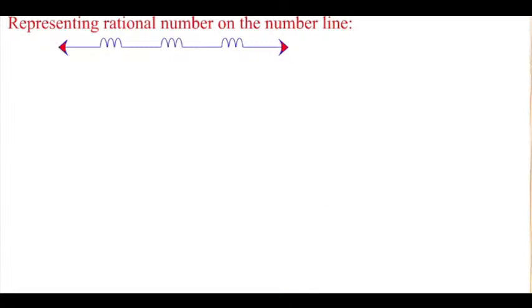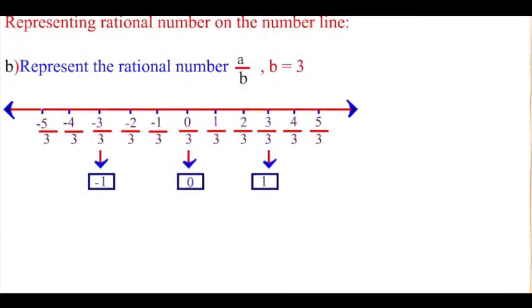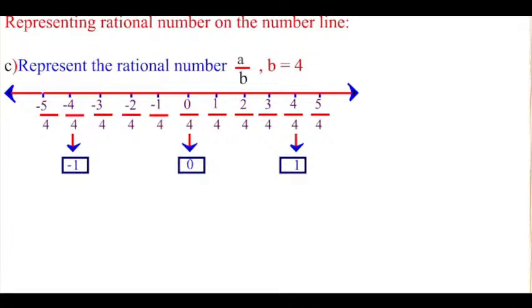Representing rational numbers on the number line. A. Represent the rational number A over B, where B equals 2. B. Represent the rational number A over B, where B equals 3. Represent the rational number A over B, where B equals 4.